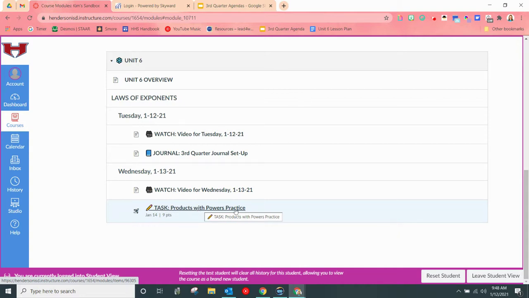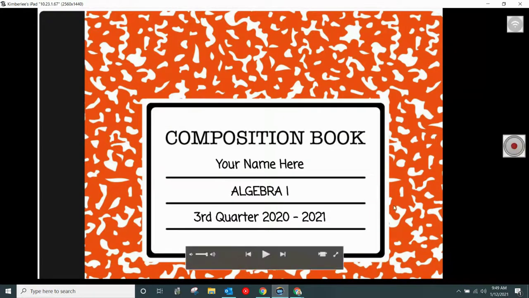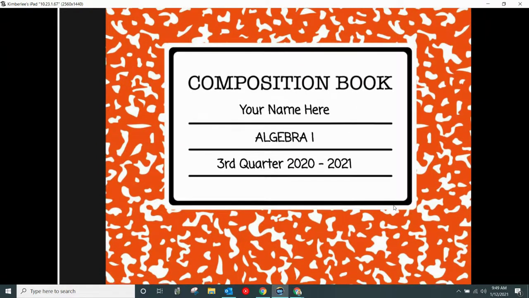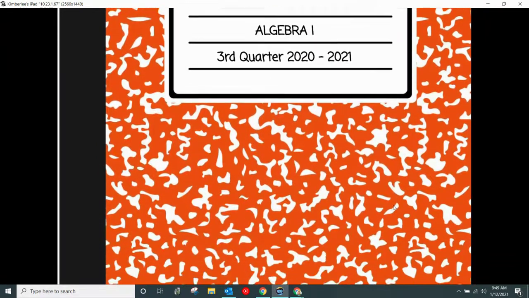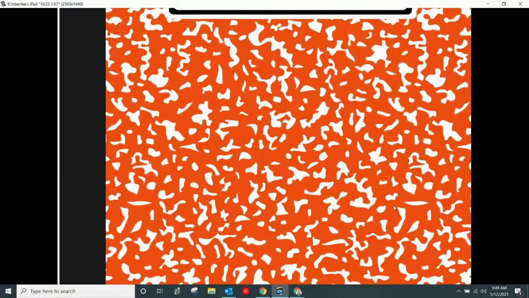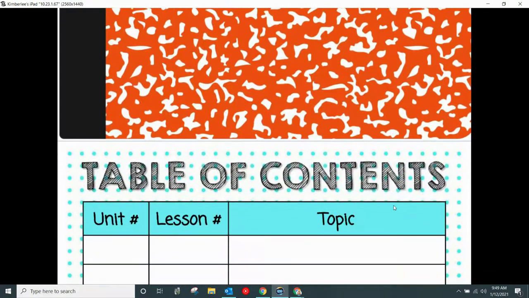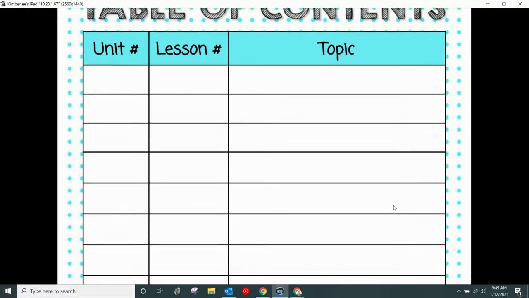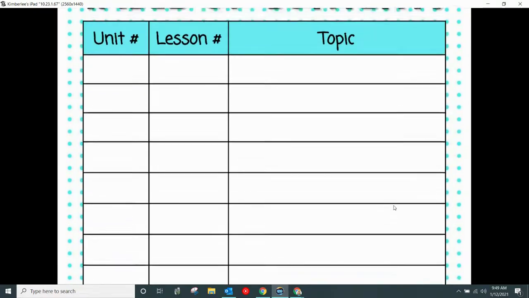So to do the notes, remember it's going to be in that journal file from yesterday. So I'm going to pull that up on my iPad so I can write on it. So remember, you can print this out. If you have a printer at home, it's great to print it out. You can fill in the second table of contents. So yesterday we did Unit 6, Lesson 1, review of exponents.